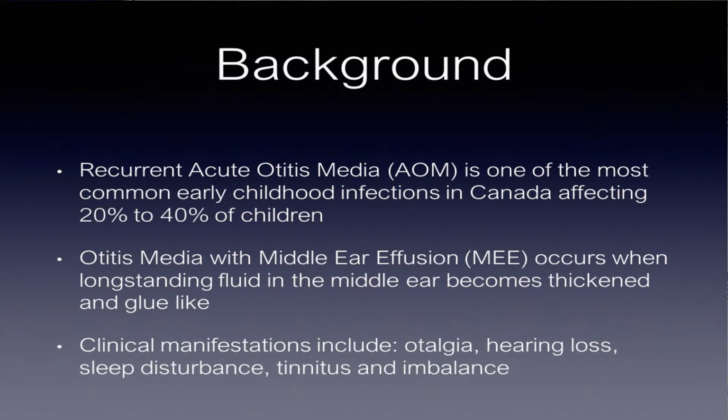Otitis media with middle ear effusion occurs when there's long-standing fluid in the middle ear, and it becomes very thickened and glue-like. This often occurs after an episode of acute otitis media, or if you get obstruction of the Eustachian tube. For both of these conditions, the clinical manifestations include otalgia, hearing loss, sleep disturbance, tinnitus, and imbalance. So what are some of the risk factors for otitis media?